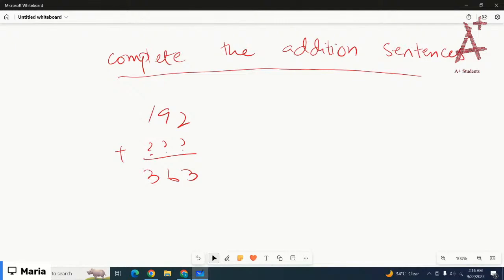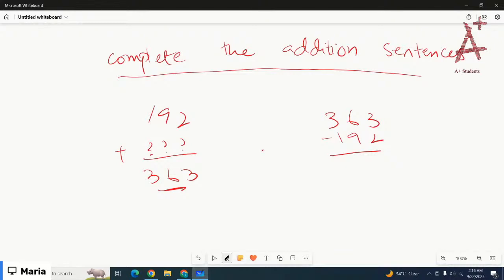Anyone who knows how to calculate the other number? You can calculate it because 363 is the sum of 192 and the missing number, right? You just have to calculate the missing number. So you have to calculate the missing number by subtracting the given number from the sum. So you have to subtract 192 from 363, right?